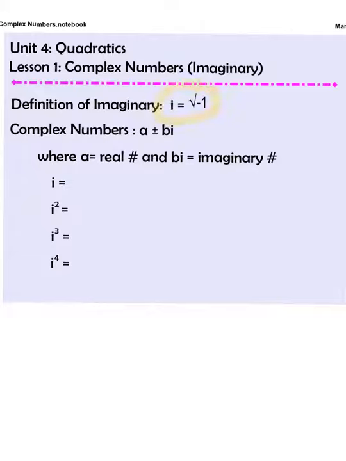This right here: the definition of an imaginary number is that the square root of -1 is going to be represented by i. If you recall, before, we couldn't take the square root of -49, for instance, because no number times itself gives you -49. So we said that that was not a real solution and that we would deal with it later. Well, later has now come.